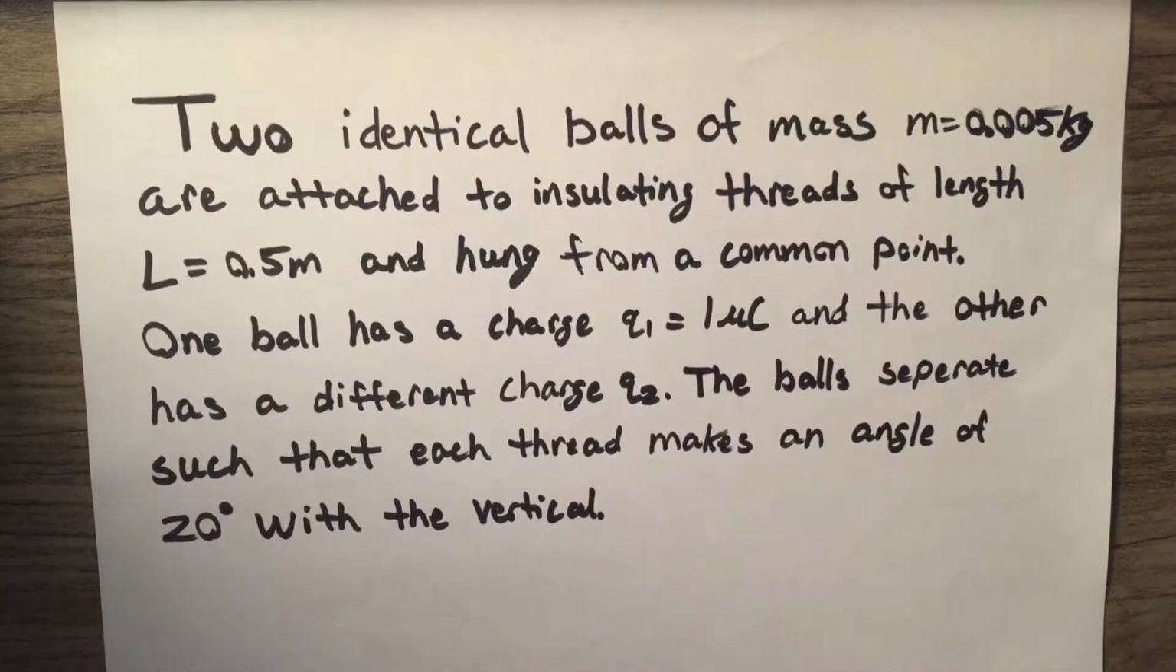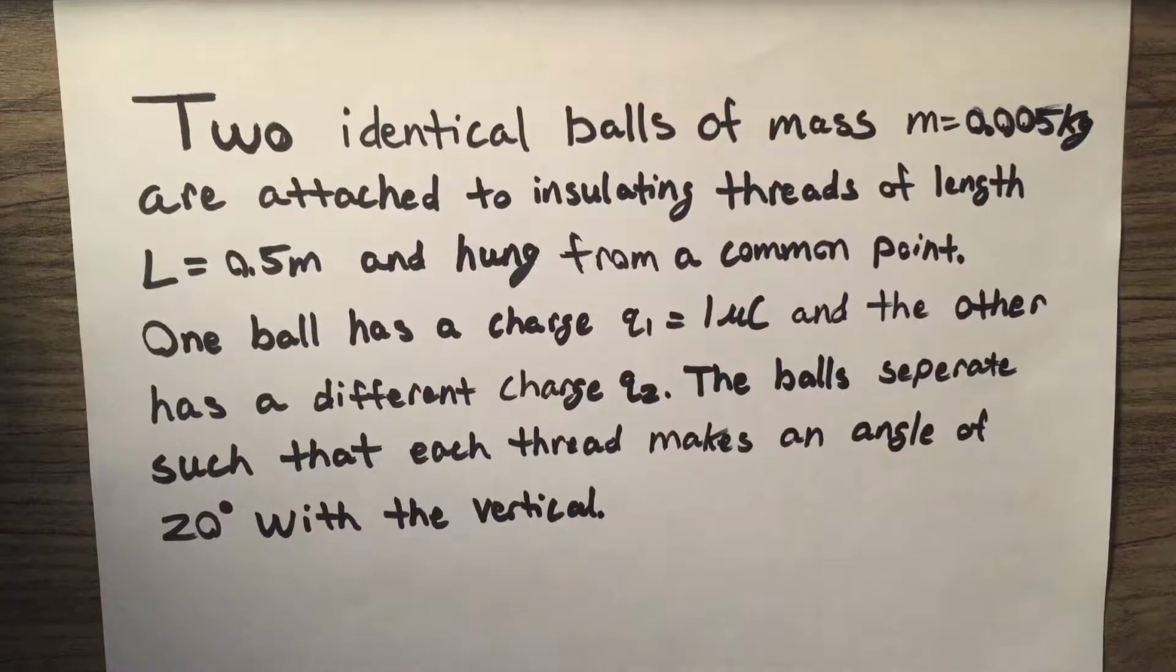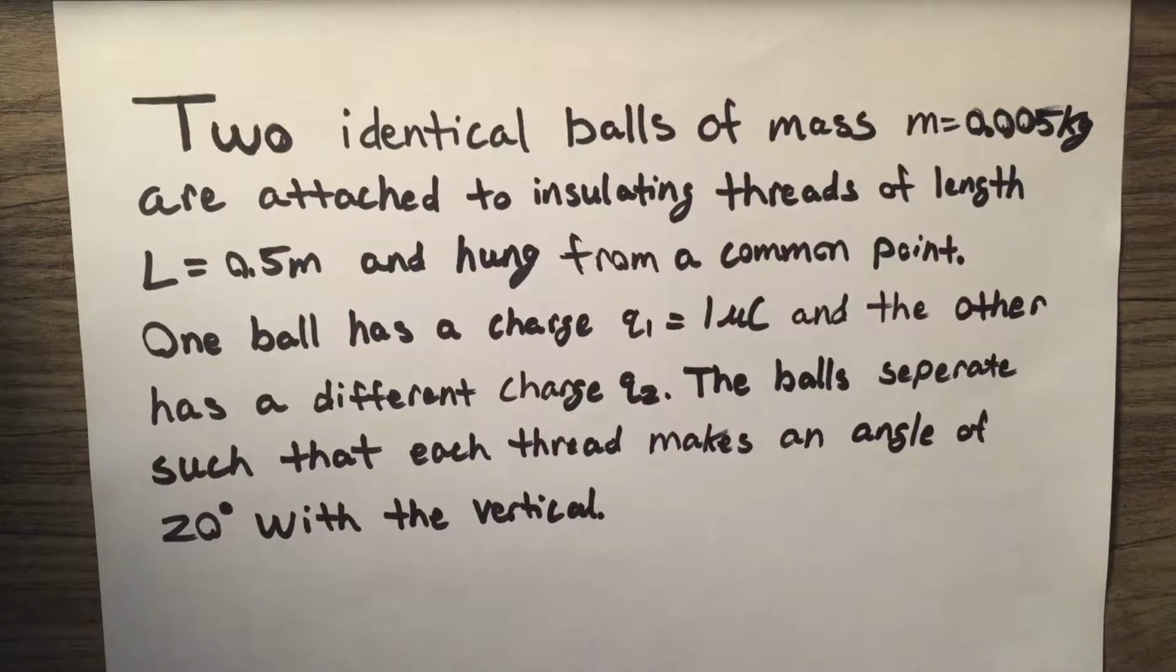Hi, today I will be solving an electrostatic problem. This one states that two identical balls of mass m equals 0.005 kilograms are attached to insulating threads of length 0.5 meters and hung from a common point. One ball had the charge of Q1 equals 1 microcoulomb, and the other had a different charge of Q2.